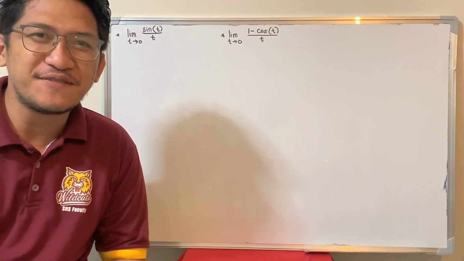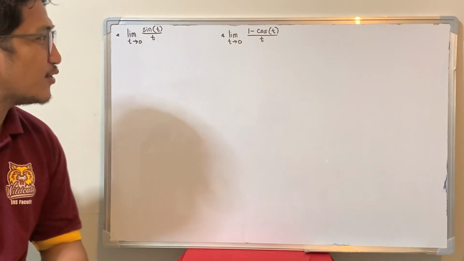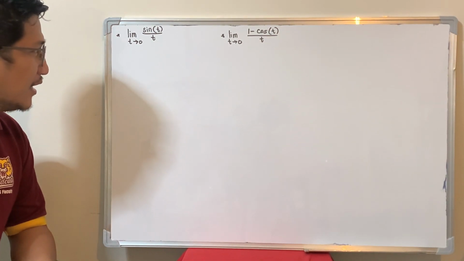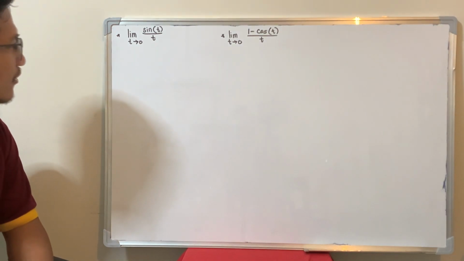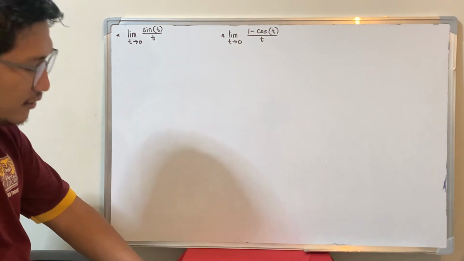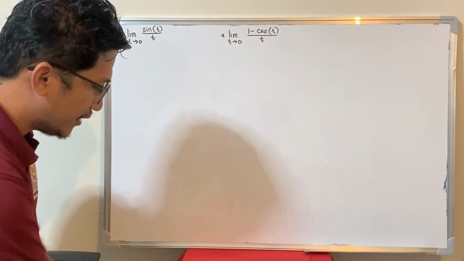This is Sir Gavin. In this video, I will discuss with you how to solve limits of functions involving trigonometric functions. So we have here the limit of sine t all over t as t approaches 0, and also the limit of 1 minus cosine t all over t as t approaches 0.